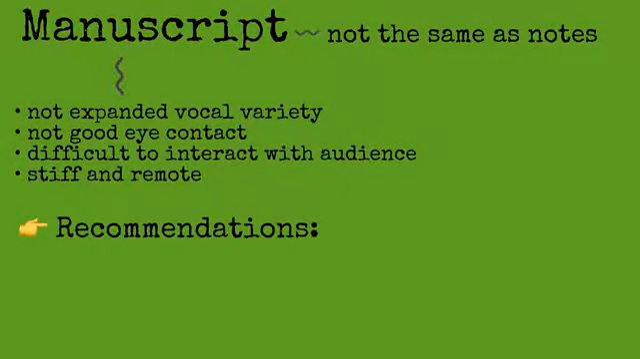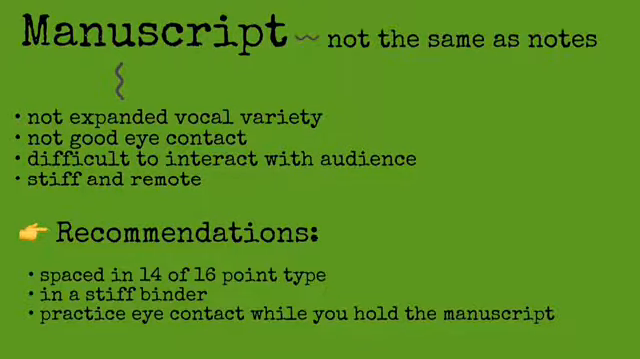However, if you must use a manuscript, then we have a few recommendations for you. You should make sure that the manuscript is double or triple spaced and in 14 or 16 point type so that the sentences are far away from each other and has a good size so that it's easy to read. Then you should place the manuscript pages into a stiff binder. You should practice holding the binder high, so that you make eye contact while speaking, but you can also read and not move your head that much. And then you should practice and practice until your speech comes out natural and it doesn't seem as if you are reading all the time.